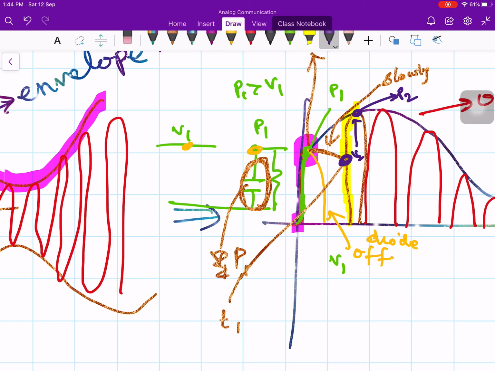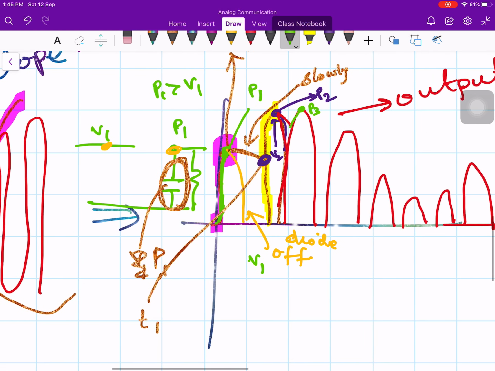Once it reaches the point P1, the voltage is dropping, coming down. If the voltage is coming down, then what happens? The diode will be reverse biased. So in this region the diode will be reverse biased. Again the capacitor discharges slowly like this, and again it charges like this and reaches the next peak P3.